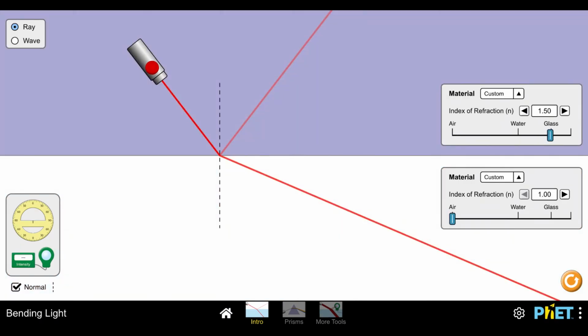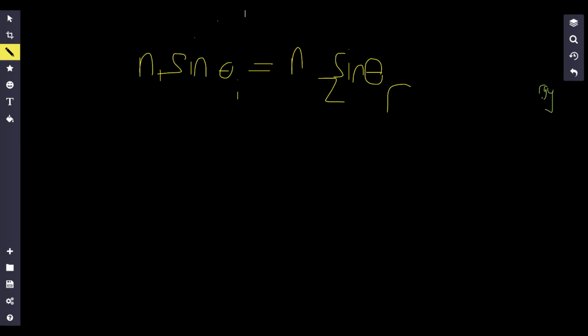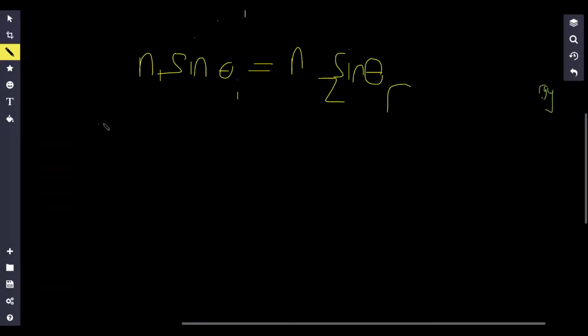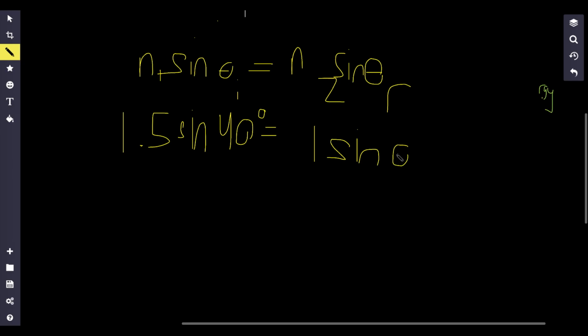Okay, I've got just another practice problem for you. Let's say light is going from glass into air, and let's say this is about a 40-degree angle. N1 is 1.5, N2 is 1. So let's get that clear first. We have a 40-degree angle of incidence, and we're trying to solve for the angle of refraction.